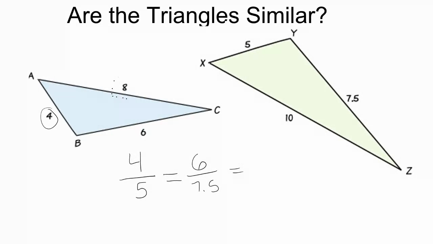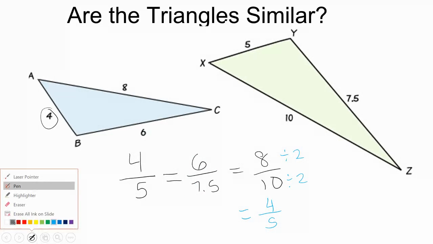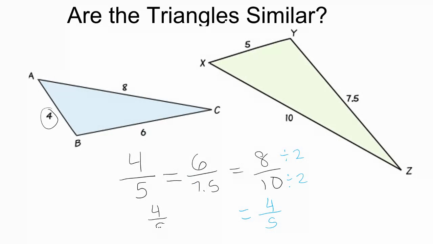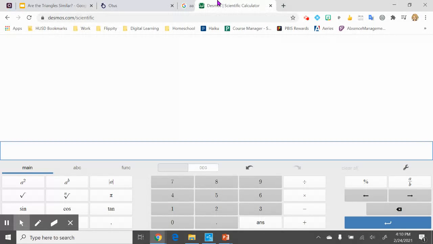And our longer side over the longer side, so 8 over 10. I know this one right here is pretty easy. You just reduce that by 2, and you realize that is 4 over 5. This one might not be as easy to tell, and that's why we have good old Desmos as your scientific calculator.